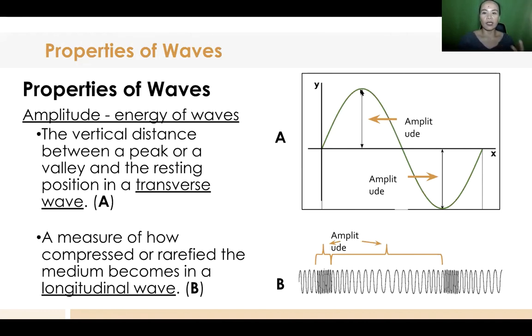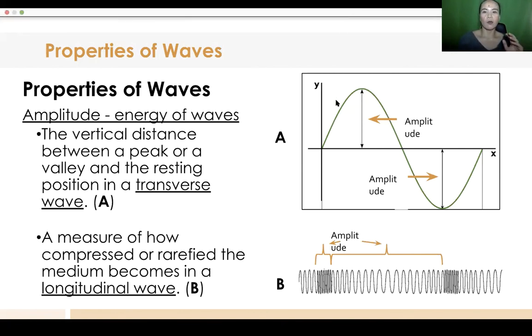Okay, now that is for a transverse wave. Now for your longitudinal waves, it is a measure of how compressed or rarefied the medium is. So the wider your rarefaction is, the more energy, or the amplitude is greater. And if it's compressed, then the amplitude is less. So that's the difference between the two.